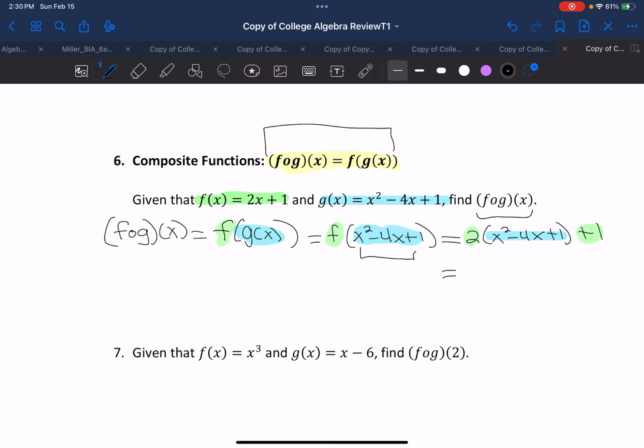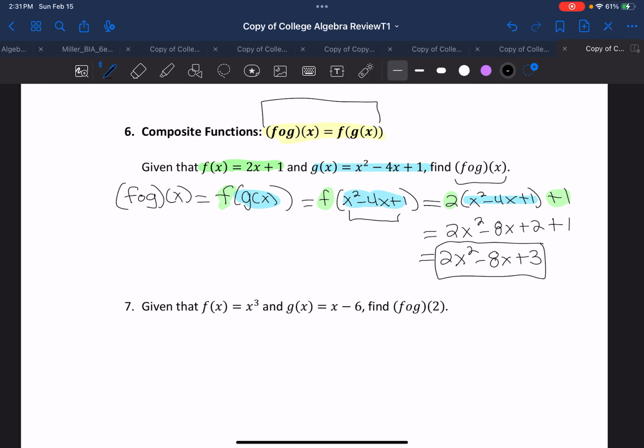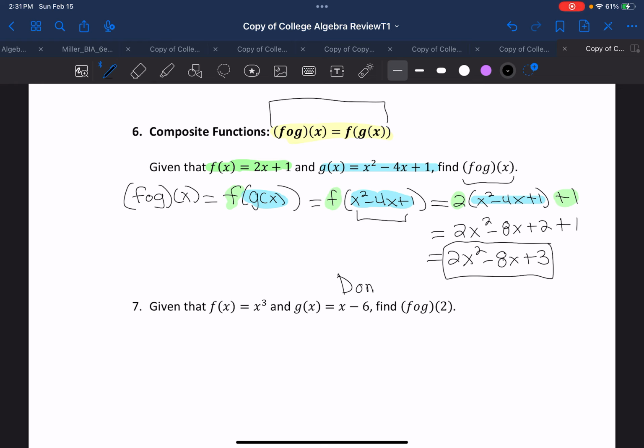And then I would distribute that 2, so that would give me 2x squared minus 8x plus 2, bring down my plus 1. So this would be 2x squared minus 8x plus 3. And that would be the final answer there. And the domain of this new function is all real numbers because there's no restrictions on this function. There's no fraction and there's no square root.